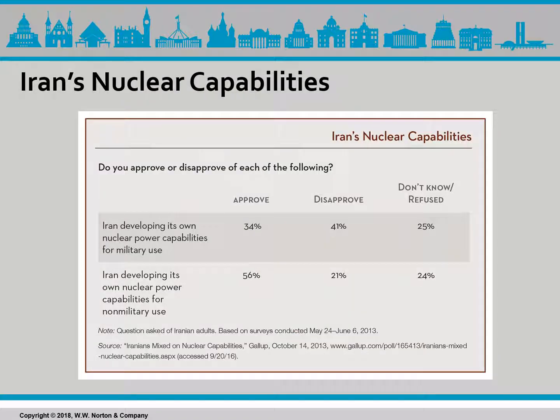And of course, Iran's nuclear capabilities. This is a questioning of Iranian adults surveyed in 2013, and this is a source from Gallup. Only 34% actually approved of Iran developing its own nuclear power capabilities for military use, which is interesting. But 56% were in favor of energy development. So there's a strong difference there in what they want. And again, they want opportunity, and energy is more opportunistic than just military use.